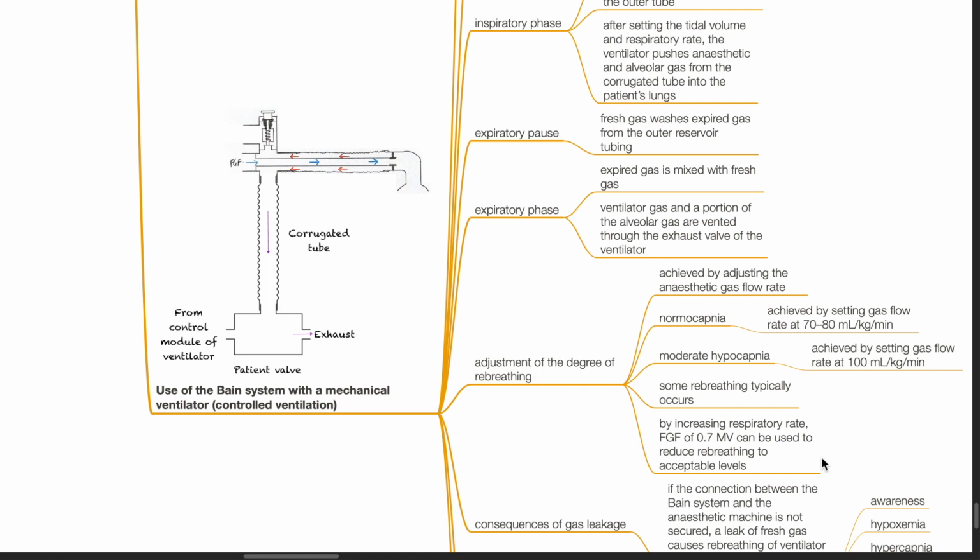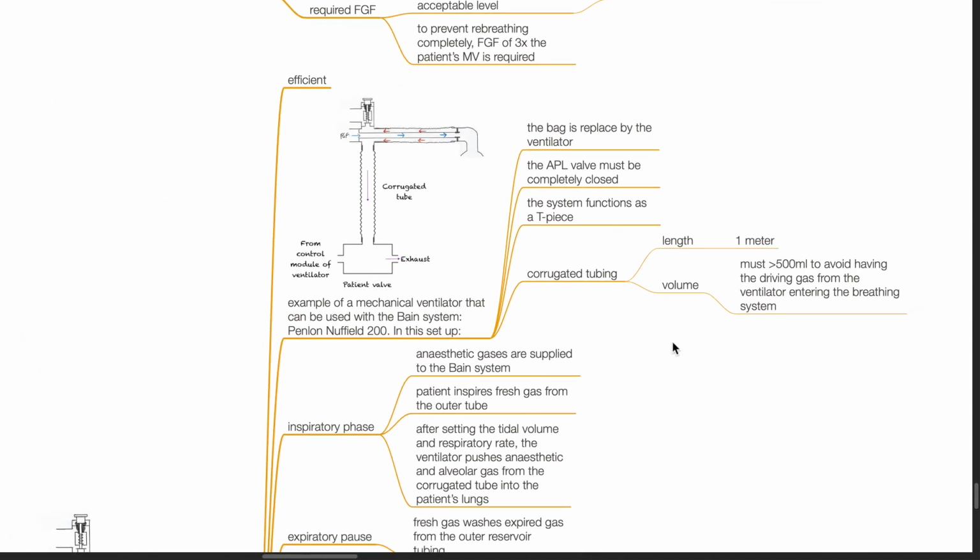Use of the Bain system with a mechanical ventilator during controlled ventilation. The Bain system is efficient during controlled ventilation. An example of a mechanical ventilator that can be used with the Bain system is the Penlon Nuffield 200. In this setup, the bag is replaced by the ventilator. The APL valve must be completely closed. The system functions as a T-piece.